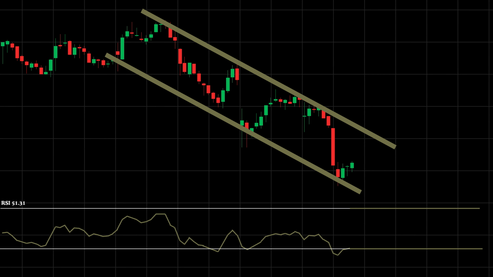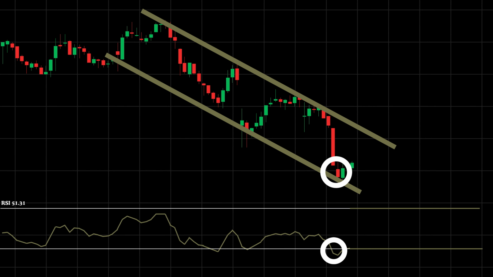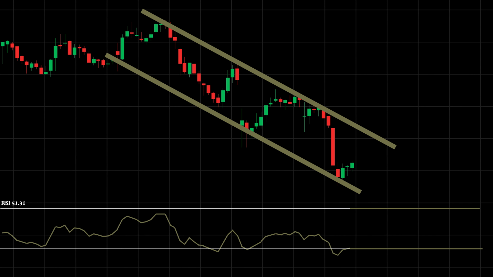At this point, the price is touching the lower trend line again after multiple rejections, and there's also a clear price reaction while the RSI is still showing oversold. This could signal a strong buying setup.